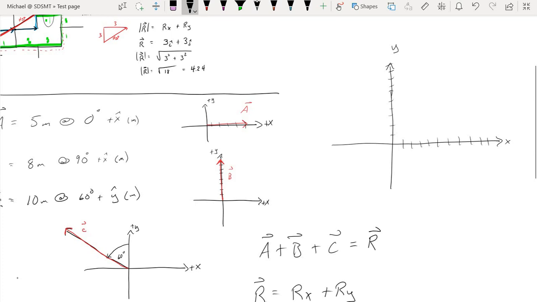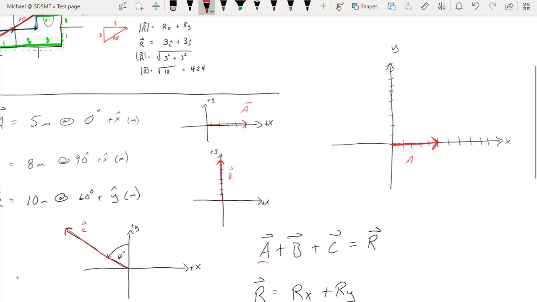I'll go ahead and just use vector A first, since it's the first one in line. So vector A has to be 5 meters along the x-axis, which is going to bring us right out there. So there's vector A.